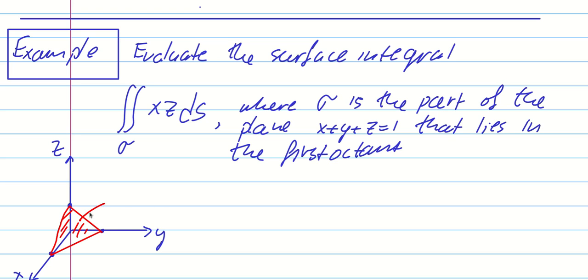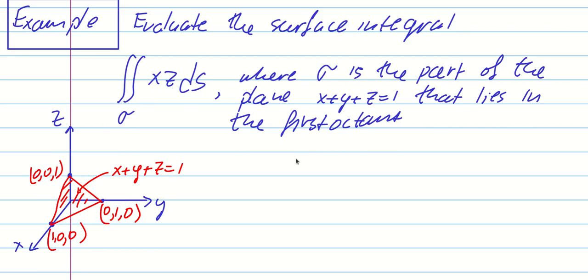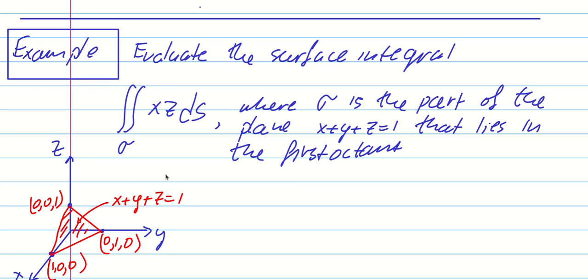This is x plus y plus z equals 1. Okay, so this point here is (1, 0, 0). This point over here is (0, 0, 1). And this point over here is (0, 1, 0). All right, so we set it up. So let's start moving forward.